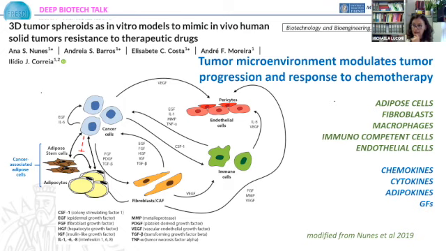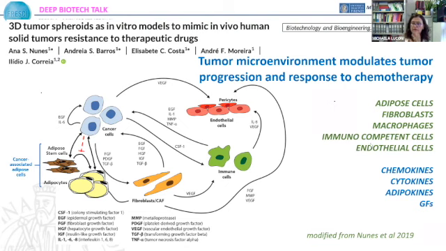Finally, the development of 3D tumor spheroids containing cells from the microenvironment would be the best model to assess this interaction, the tumor response to the microenvironment, and also to chemotherapies that are not impacting directly on the tumor, but on the tumor microenvironment.